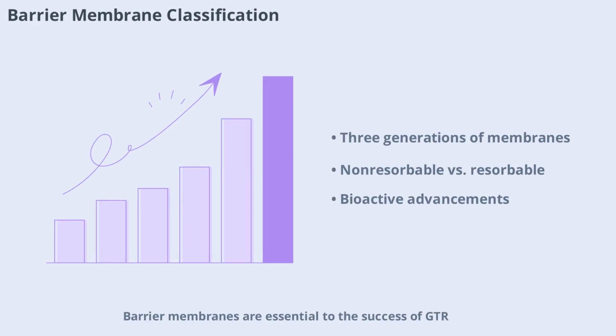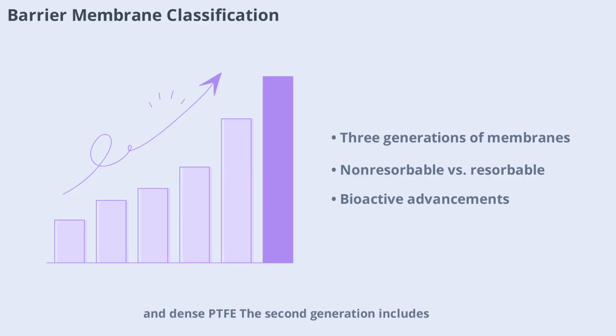Barrier membranes are essential to the success of GTR. They are classified into 3 generations based on their material properties and bioactivity. The first generation consists of nonresorbable membranes, such as expanded polytetrafluoroethylene (EPTFE), Gore-Tex, and dense PTFE.